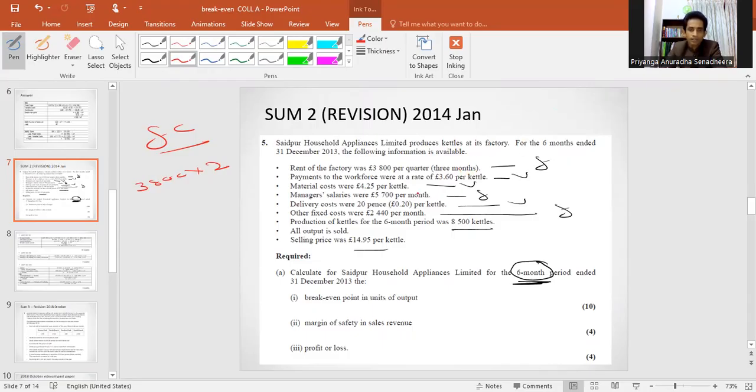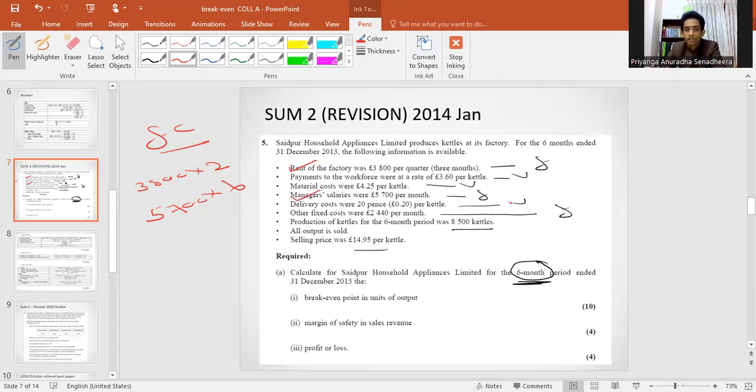And the second one will be manager's salary. It's given for 1 month, but you have to get it for 5,700 multiplied by, since they're asking for a 6 month period, it should be multiplied by 6. That's also done. Fixed part is done.